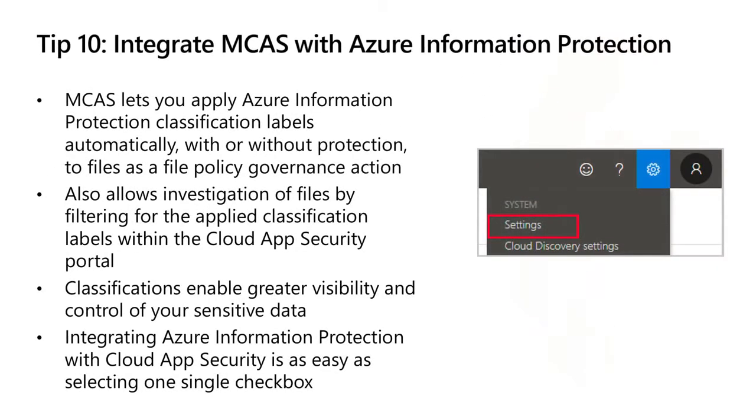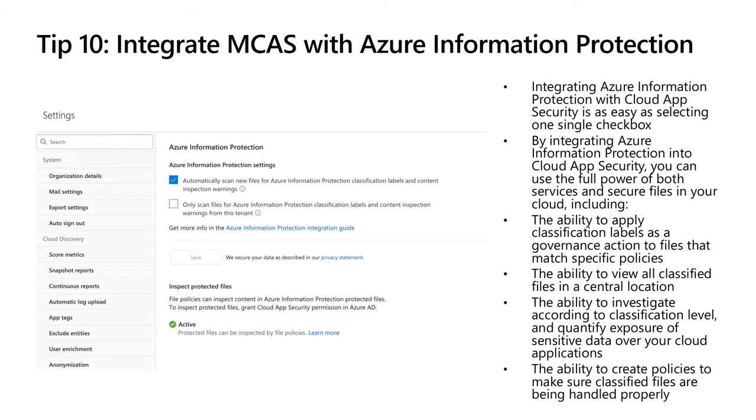Now, information protection brings labeling and classification to your organization. It allows you, for security and compliance reasons, to classify and protect your data with information rights management, rights protection, and so on. And integrating it into MCAS is really as simple as clicking a single checkbox, and that's it. That's essentially all you do.